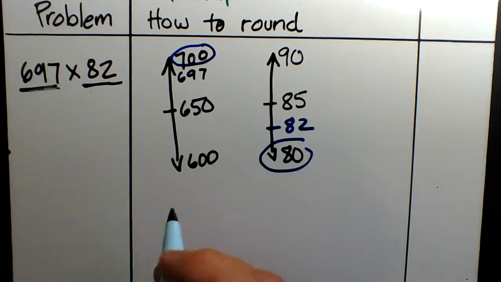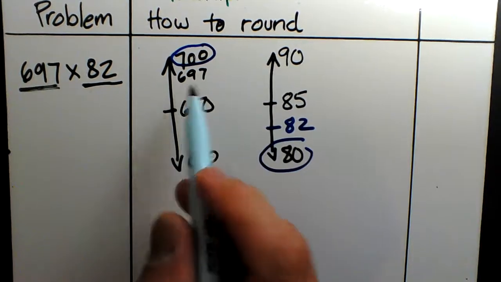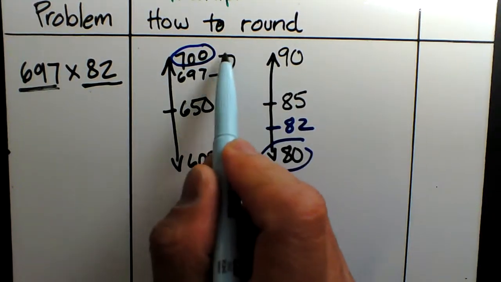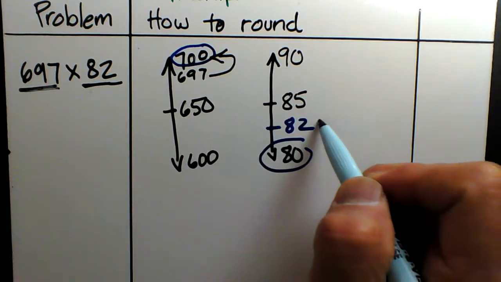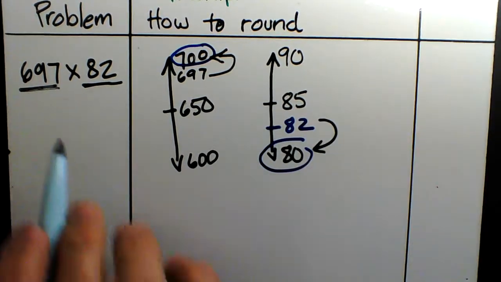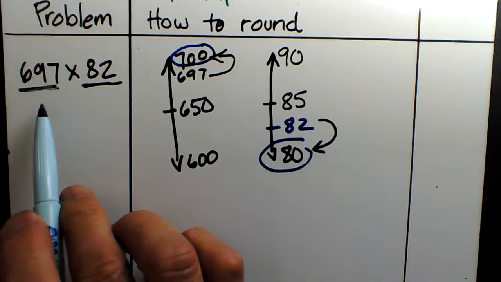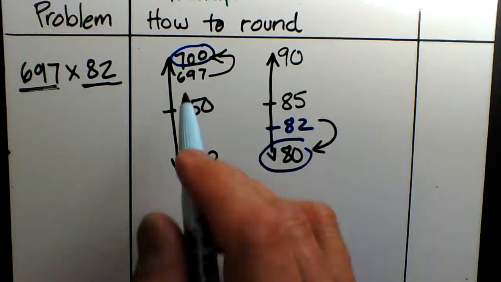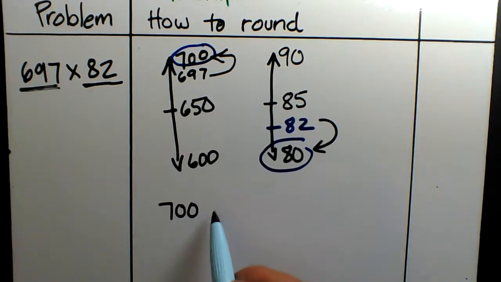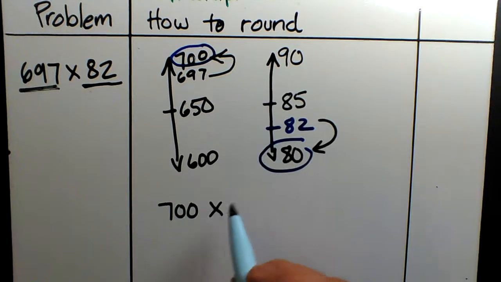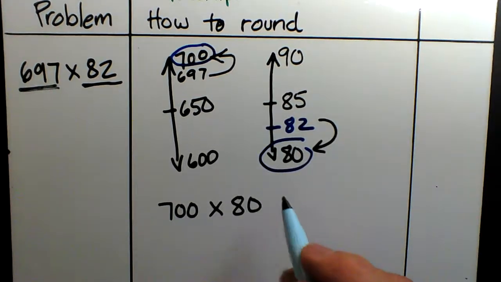So now we round 697 to 700 and 82 to 80. So we're going to rewrite the multiplication now. We're not going to write 697 times 82. We're going to multiply the rounded numbers. So 700 times 80. Okay, so that's one way to do it.